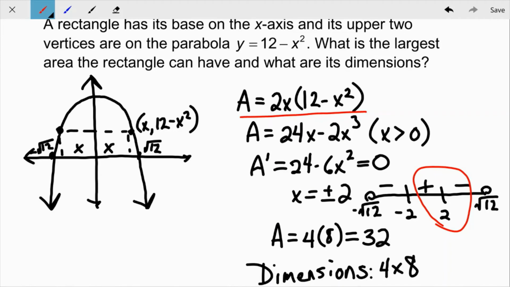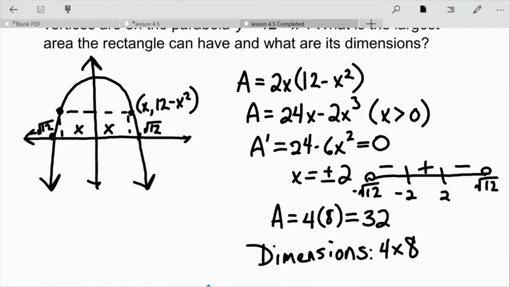Now, the mistake a lot of people would make is they'd say, okay, well, x is equal to 2 is my answer. But remember, the question says, what is the largest area the rectangle can have, and what are its dimensions? x isn't even one of the dimensions. So you wouldn't have any of the answer yet if you put x is equal to 2. The dimensions, remember, are 2x by 12 minus x squared. So my area would be 32, and my dimensions are 4 by 8. Okay, not super difficult to do, but starting to get into things that are a little more challenging. Once you have a good diagram, it becomes pretty obvious what you need to do to solve the problem.